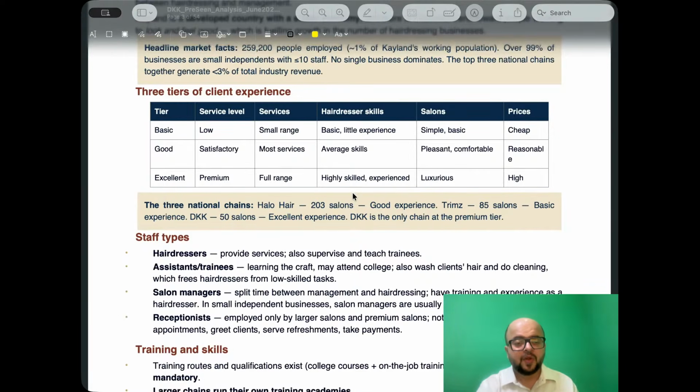ठीक है. Now, good service is slightly upper, slightly more premium. Average skills, which maybe one of you might get it done once before going for a date or something. Okay, so it's pleasant, comfortable, and reasonable prices. And maybe Aditya can tell us more about it.